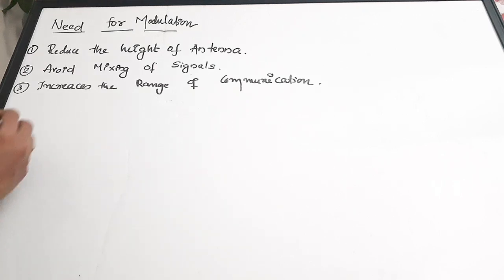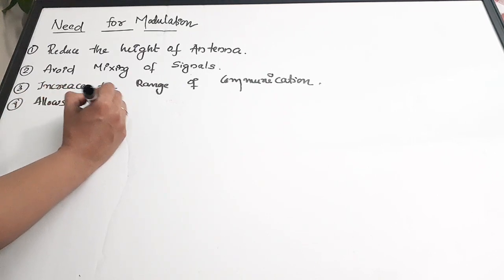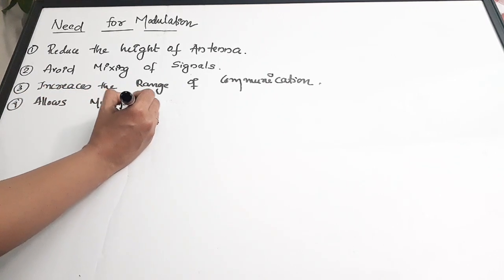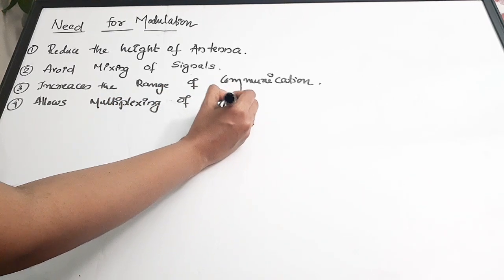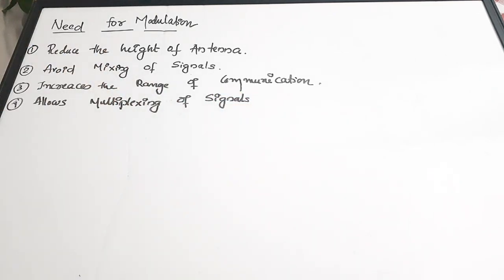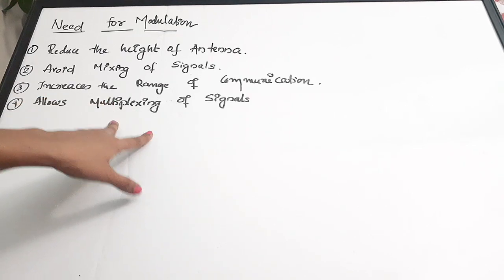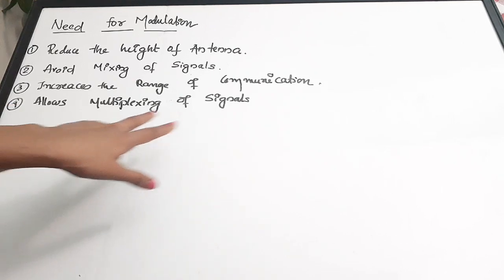Then the fourth one is that it allows multiplexing of signals. Okay, so we are actually studying various multiplexing techniques in modulation, which is clear information that we can have multiplexing of signals if we perform various modulation techniques. Okay, so that is the fourth requirement, or fourth need or advantage, that it will allow the multiplexing of signals.